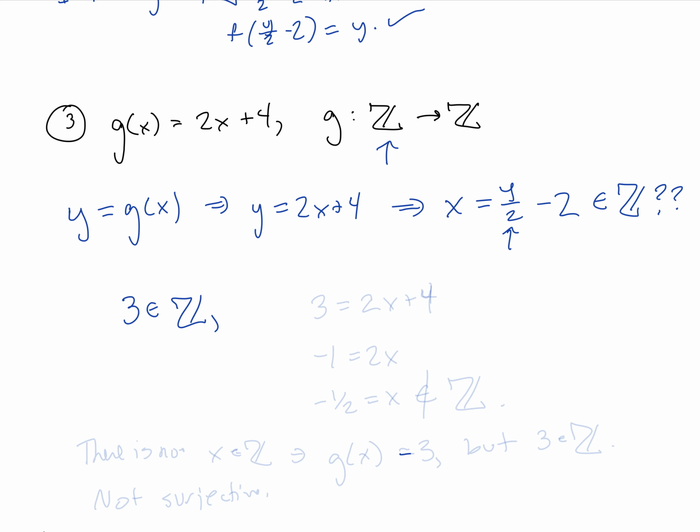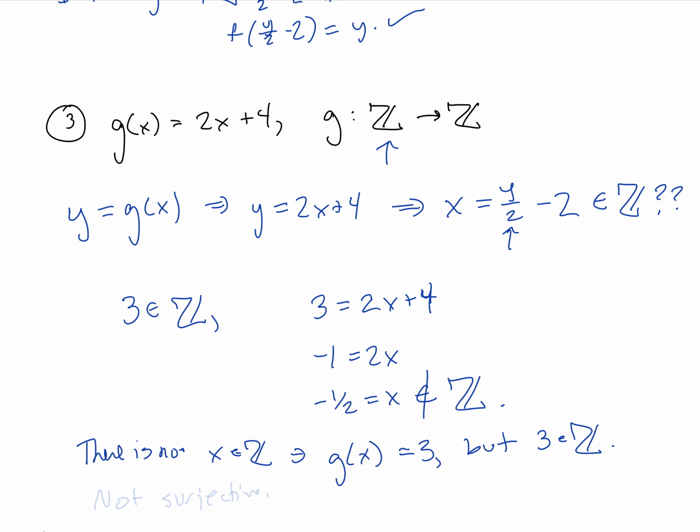So y is in the integers. Say 3 is equal to 2x plus 4. Subtracting over, we've got negative 1 equals 2x, and that means negative 1/2 is equal to x. Only x equals negative 1/2 could map to it, and this is not in the integers. So there is no x in the domain such that g of x equals 3, but 3 is in the codomain. So this is not surjective.